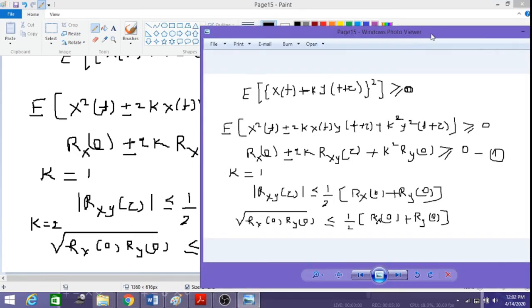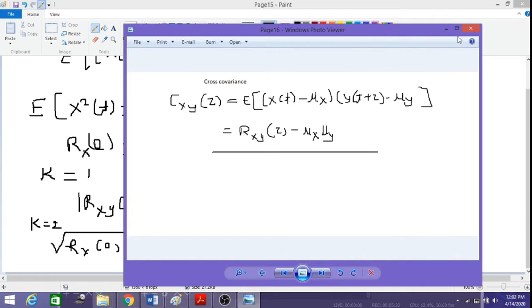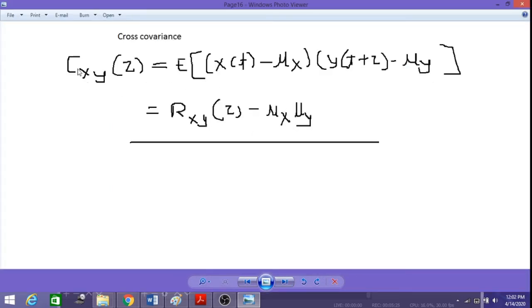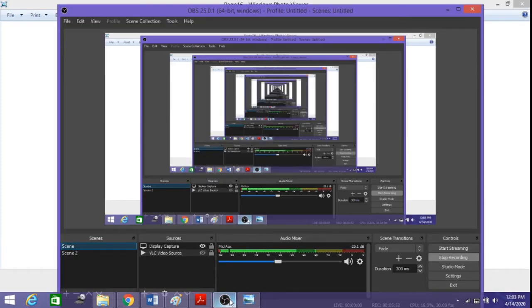Now let us look into the cross covariance definition. Mathematically, the cross covariance is defined as Cxy(tau) equal to the expectation of [x(t) minus mu x] into [y(t plus tau) minus mu y]. When we open up the bracket and simplify, the mu x mu y terms cancel, and finally we get only the cross correlation function Rxy(tau) minus mean of x into mean of y. So this is the cross covariance function.